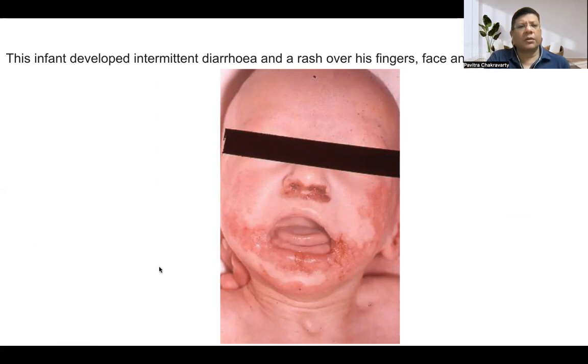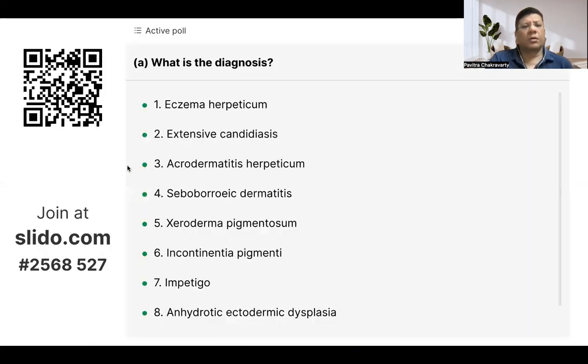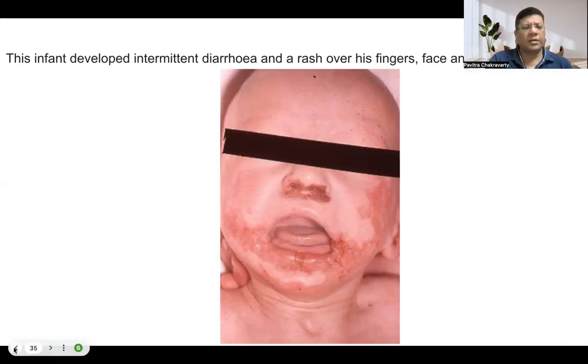Again, it's about rash. This infant developed intermittent diarrhea and rash over his fingers, face, and perianal area. Okay, you had a good look, and then we'll move on. Here it's comparatively very straightforward. The clues are in the question only: intermittent diarrhea, rash over fingers, face, and perianal area, and diarrhea. So what could it be?